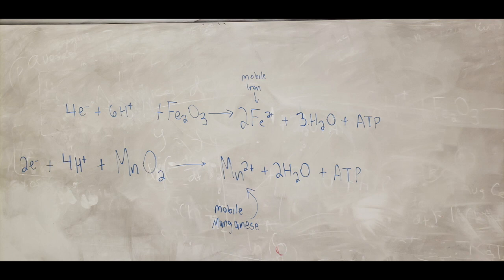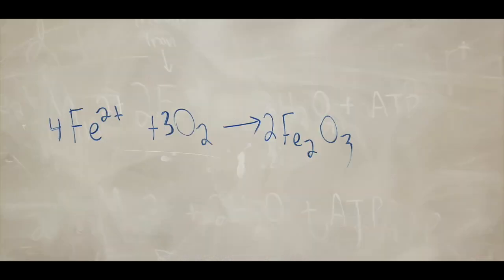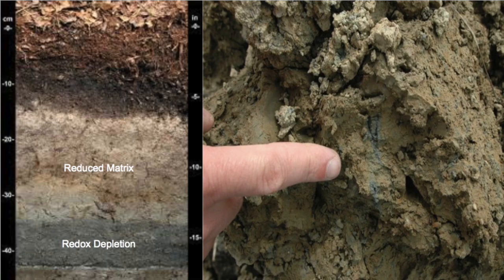Certain microorganisms utilize iron and manganese oxides in anaerobic conditions to respire and create ATP, and this releases mobilized forms of these two elements. The mobile iron then moves towards the rhizosphere around the plant roots, and then is oxidized. There are three common redoximorphic features that exist in soils, the first of which is redox depletions.